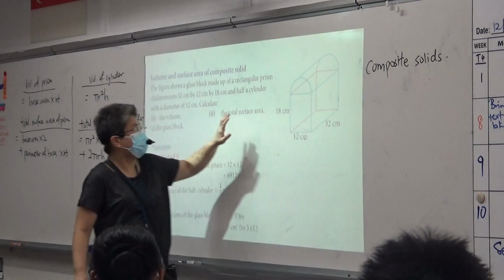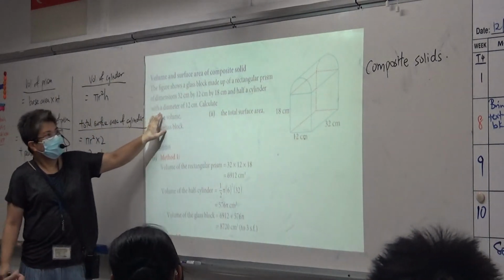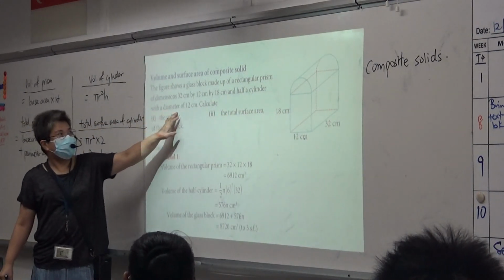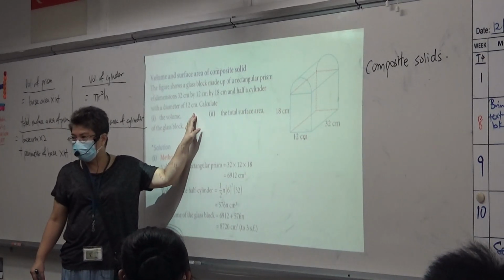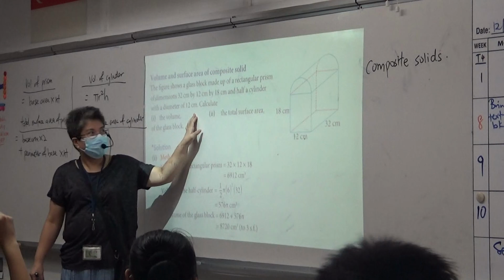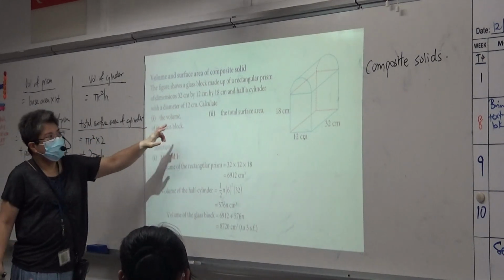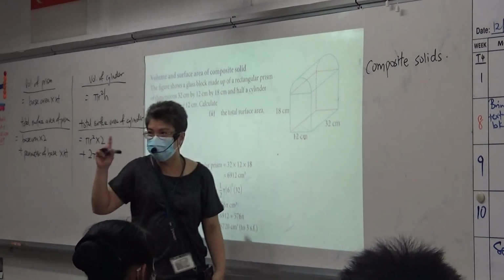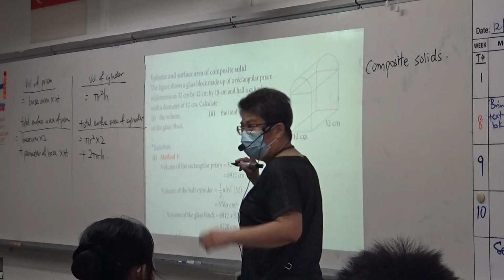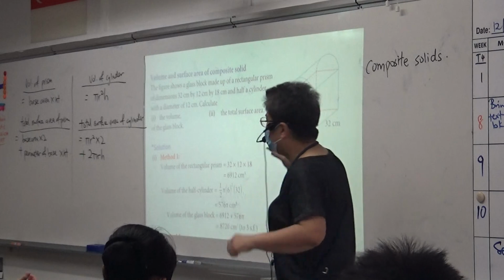You just cut, okay? Now, the question says the circle has a diameter of 12 cm. Calculate the volume and the total surface area of the glass block, okay? I'm going to use the formula. Okay, all of you look up. I've got to explain once first.